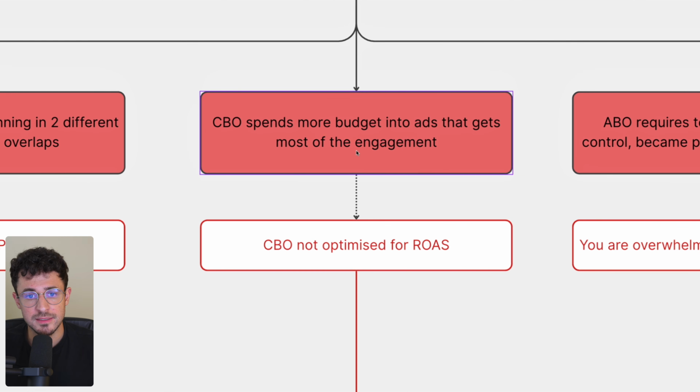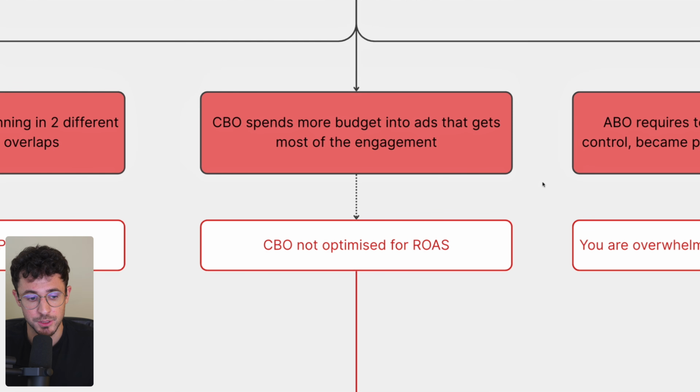And the problem with CBO and ABO setups is that CBO usually spends more budget on ads that get the most engagement, and usually the ads that generate the best performance. Also, CBO might spend budget on the ads that have the lowest cost per purchase, not necessarily the highest return on ad spend, because remember, if you use the standard bidding, we're bidding for the highest volume, so the highest amount of purchases for the lowest cost. And so Meta is going to spend on ads that are getting the lowest cost per purchase, but not necessarily the highest return on ad spend.